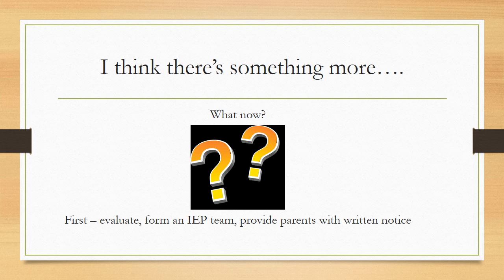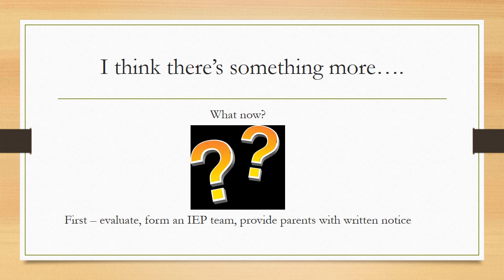An IEP team will then be formed. This IEP team can look very similar to the pre-referral team, but now the law requires certain individuals to be in attendance at those meetings. Those individuals include the parent, the general education teacher, the special education teacher, a district representative, a school psychologist or another related school personnel, and also the child if and when appropriate for the child to be in attendance.